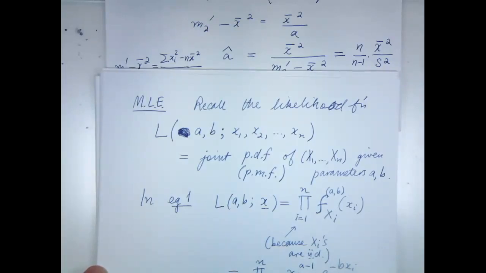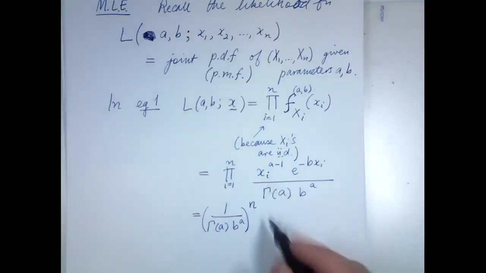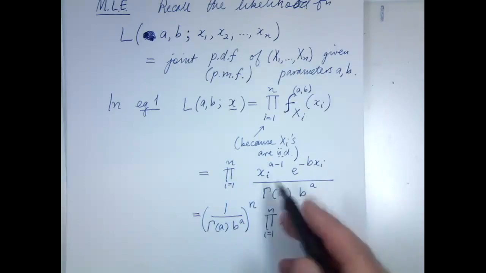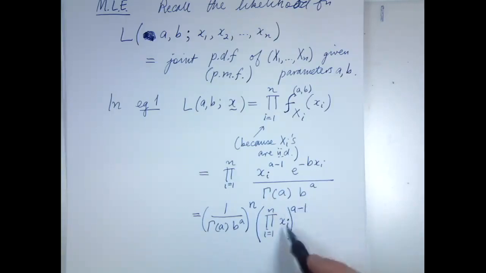Now the bottom part doesn't depend on i, so I can put that out front: 1 over gamma of a, b to the power a, all of that to the power n. The rest of the stuff is different for different i's. So I've taken a constant out in front. Then the product, i equals 1 to n. I'm going to do these two factors separately. First of all, I have the xi's all to the power a minus 1. It will be a bit simpler if I write that as the product of the xi's, all to the power a minus 1.